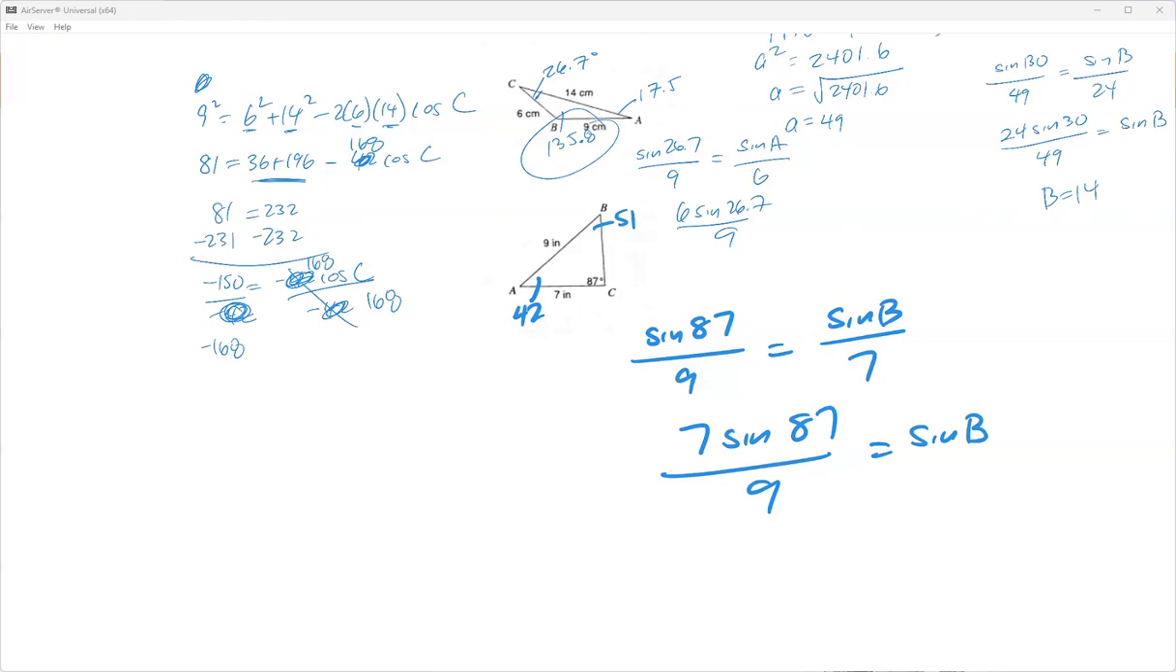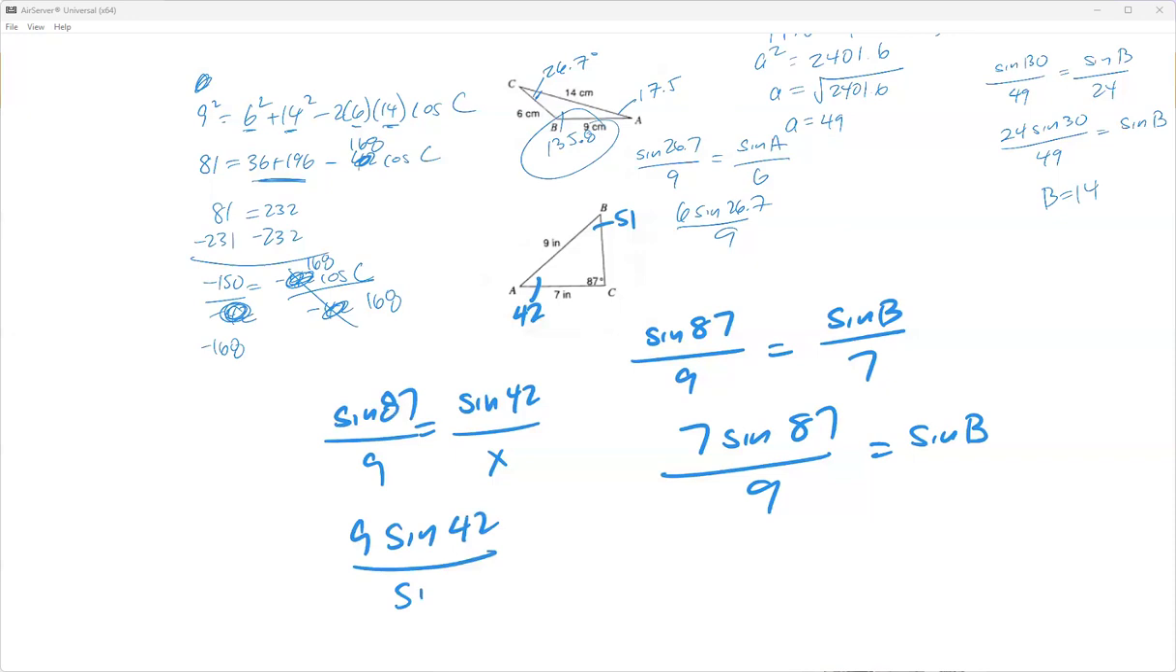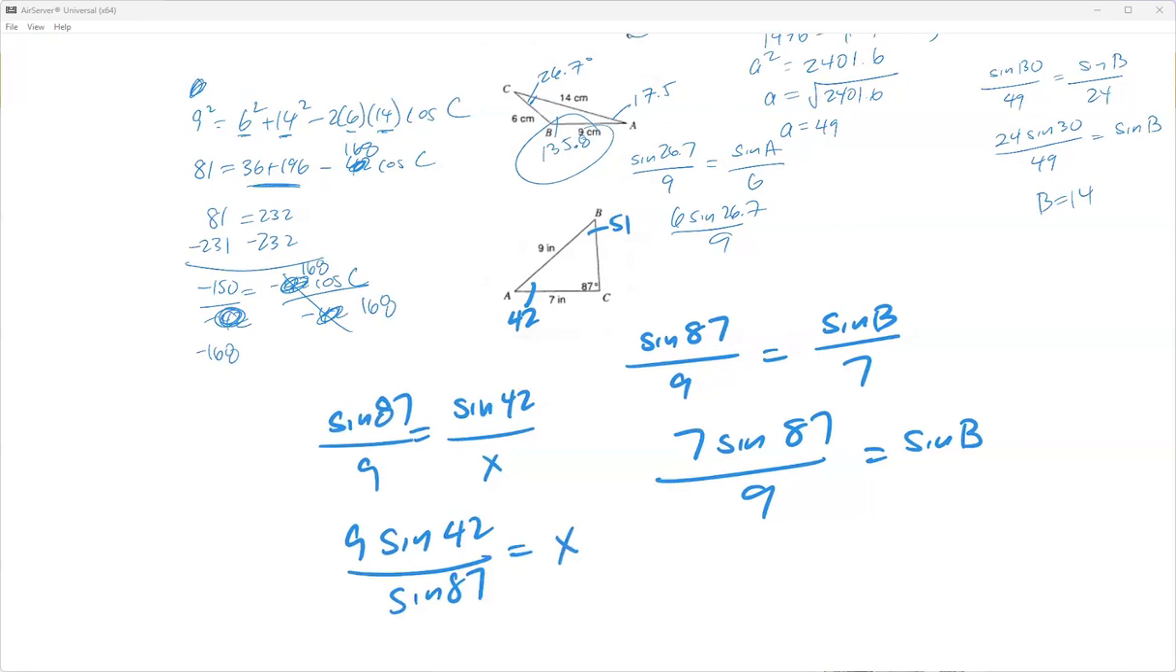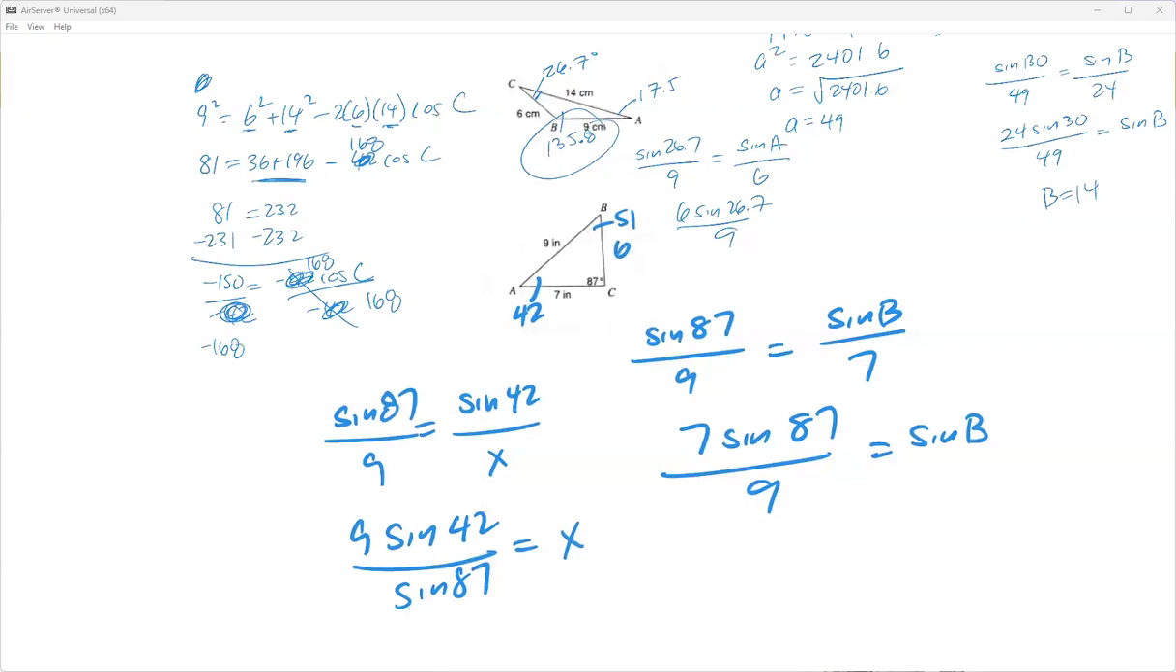Okay, once we get 42, the sine of 42 over x is equal to the sine of 87 over 9. This is 9 sine 42 divided by sine 87 equals x. 9 sine 42 divided by sine 87. It is 6. That is it. Boom.